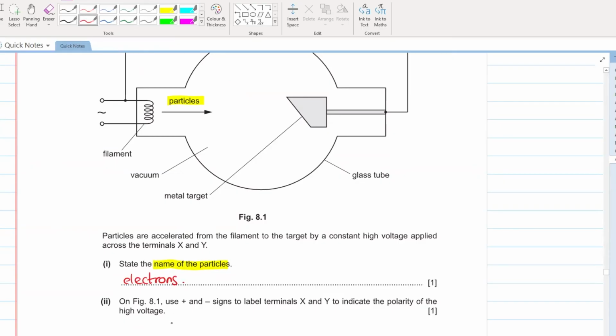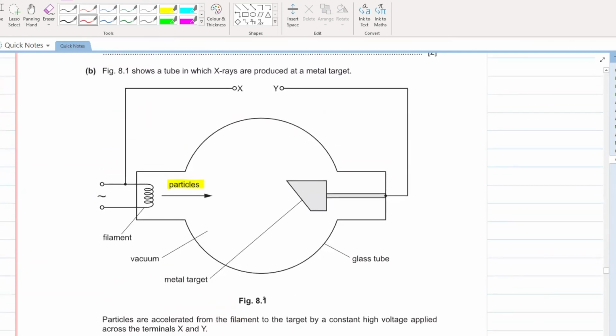On figure 8.1, use positive and negative signs to label the terminals X and Y to indicate the polarity of the high voltage. Y will be positively charged because it is connected to the metal target. X will be negatively charged because it is connected to the filament lamp. Simple.